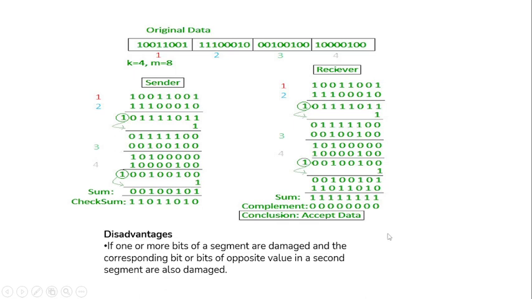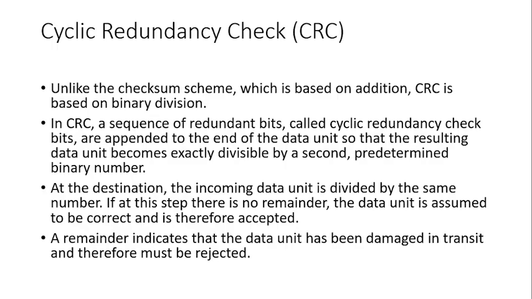So what are the disadvantages of checksum? If one or more bits of the segment are damaged and the corresponding bit or the bit of the opposite value in the second segment is also damaged, then an error happens. Okay, and this cannot be found by means of what? Checksum.